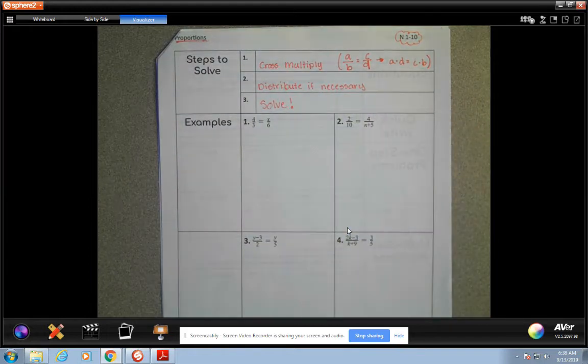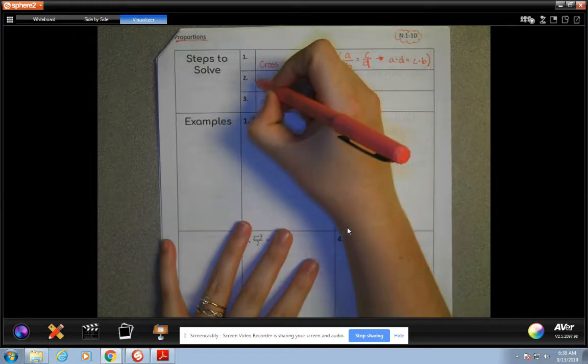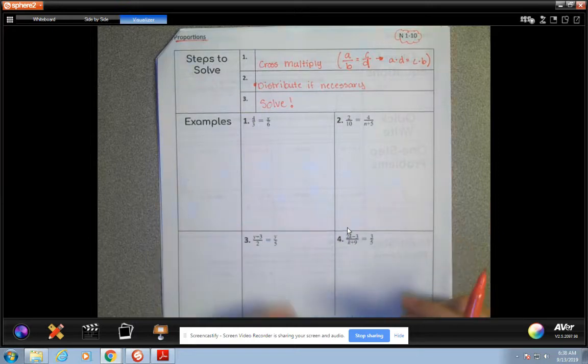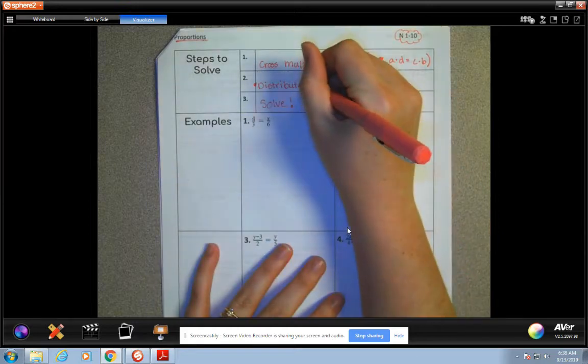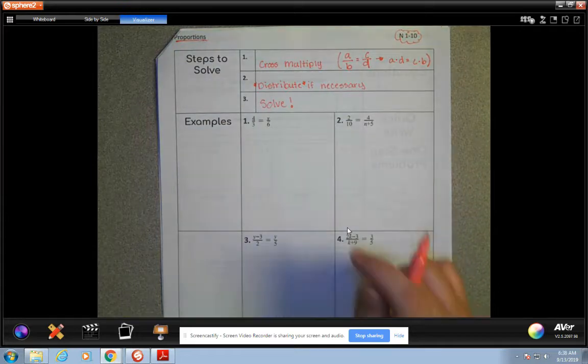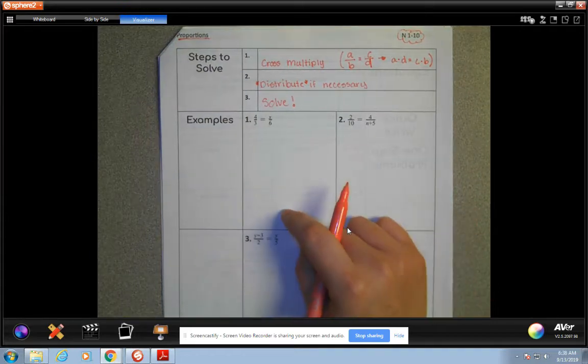Because we're in algebra now and you guys are just so smart, we're going to have to distribute if necessary, okay? So just pay attention, look for distributing, and I'll show you when we'll have to do that. And then you're going to solve your equation. Remember, solve means to move things from one side of the equal sign to the other.